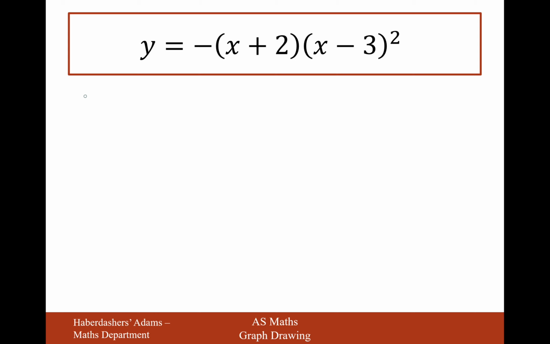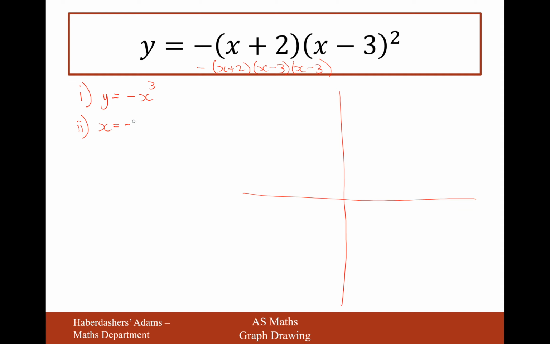So, we've got a negative symbol at the front of it. So, what would be the rough shape of this graph? Well, when we expand all the brackets, it's going to be minus x plus 2, x minus 3, x minus 3. So the rough shape of the graph is going to be a minus x cubed graph. That will mean that it will start on the top left and finish on the bottom right when we draw it out. So the next point is going to be the x solutions. They're going to be at minus 2, 3 and 3.